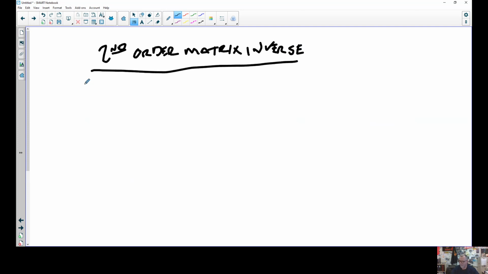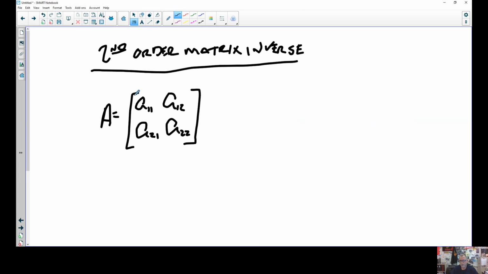Well, again, I'm going to start out with my good old matrix A, that is A11, A12, A21, A22. All right, this is my matrix. Notice I'm using the brackets again. We're not talking determinant, just a matrix.